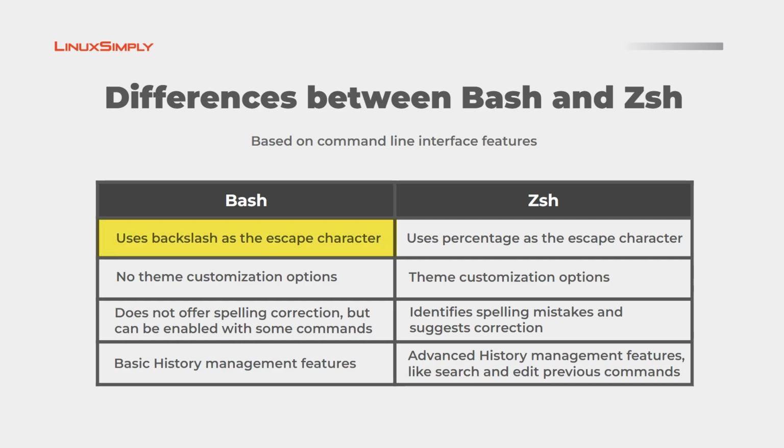Next, I will be differentiating them based on command line interface features. Bash uses the backslash as an escape character, whereas ZSH uses the %. Theme customization is not available in Bash, whereas you can customize themes in ZSH. Spelling correction, an important feature, is not supported in Bash, whereas ZSH identifies spelling mistakes and suggests corrections. Basic history management features are available in Bash, whereas in ZSH, the history management features are more advanced, like searching and editing previous commands that were used.